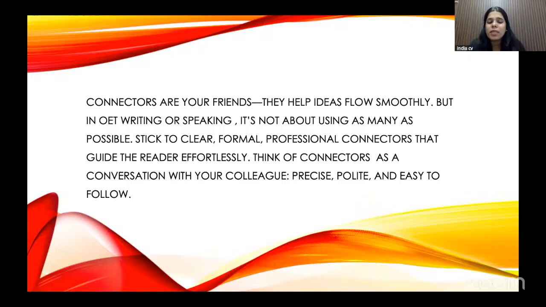Even when you're using a connector, it is not necessary that I use as many as I can, or that my sentences have big and complex words. Stick to something which is clear. Stick to something which makes your sentences more professional and formal, that guides the reader effortlessly, and you're also able to understand your sentences yourself.